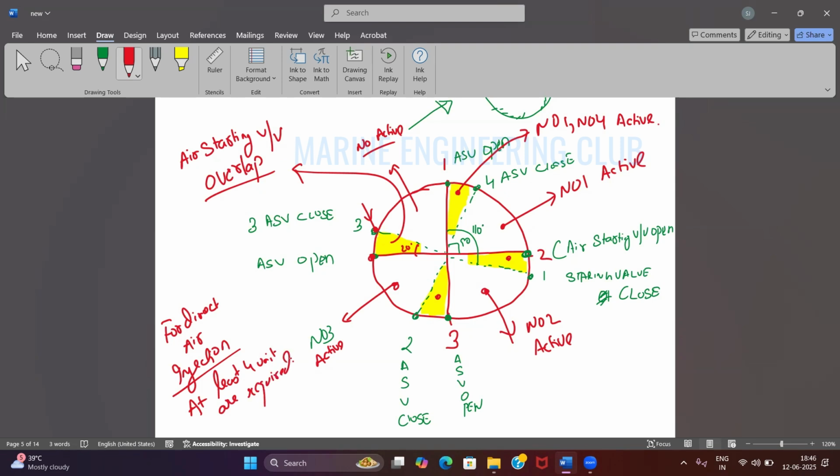Okay, they will ask you about overlap, starting air valve overlap. Then you have to say if more than one unit air starting valve is open at any given point, that is known as overlap of the starting air valve. Is it clear? Yes, sir. When more than one unit is getting air during the starting, that is known as overlap of the starting air valve. Now, there's a formula also for it.